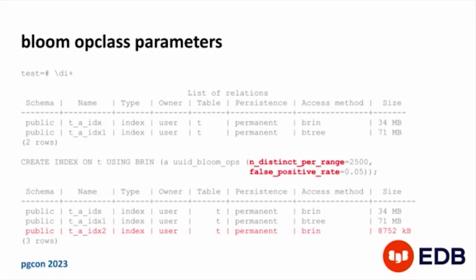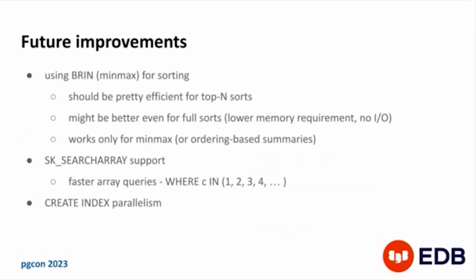I think the Bloom BRIN indexes are more an illustration that you can actually implement very different types of summaries. So if you have a good idea like, if only I could implement this type of summary for my type of application, it could be something for machine learning or whatever, you can build a very different type of summary using the infrastructure. So those were the improvements in Postgres 14.